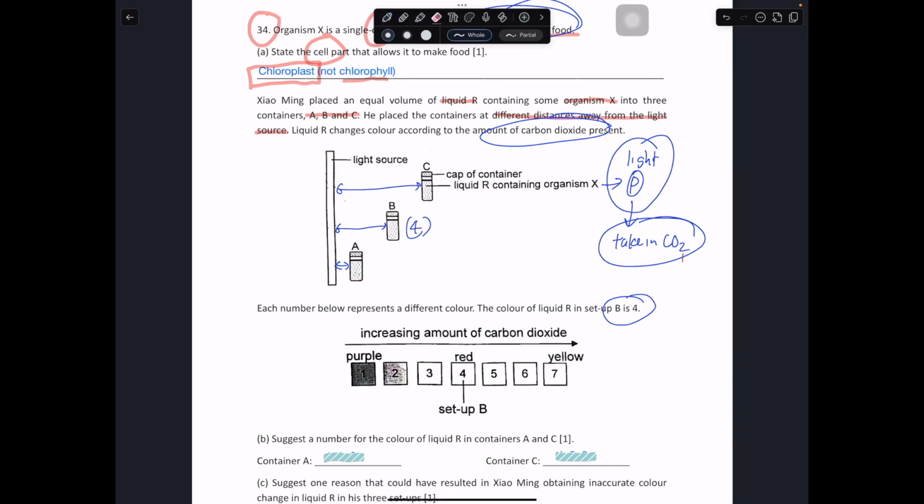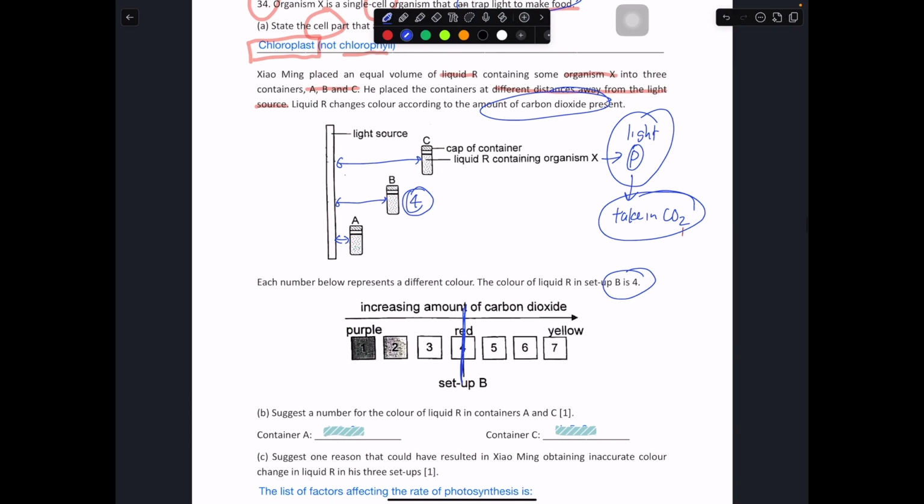So what will be the number for C and A? In this case, it represents the one in the middle. Then they ask you what could A and C be. So you think about it. As compared to B, A has more light, so it can photosynthesize faster.